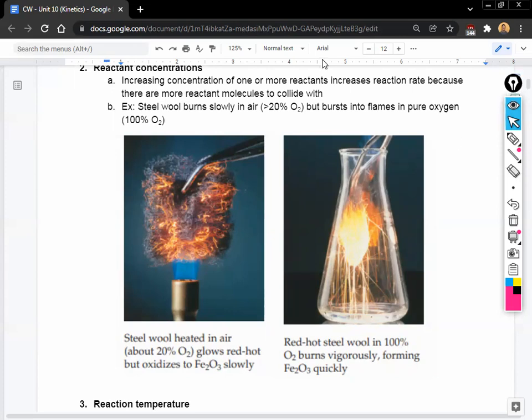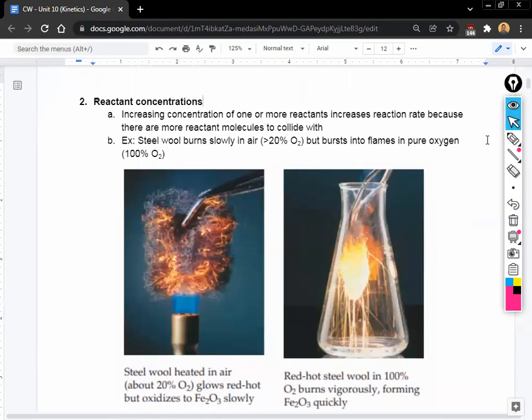Anyway, second thing that affects reaction rates, reactant concentration. This makes sense too. If you have more of a reactant, it's gonna cause more collisions, right? So the higher the concentration, the faster the reaction rate. So here we have an example. I kind of wanted to do this, but we don't have 100% oxygen. Also, it's illegal to have it at school, and it's very dangerous. You can actually YouTube this.